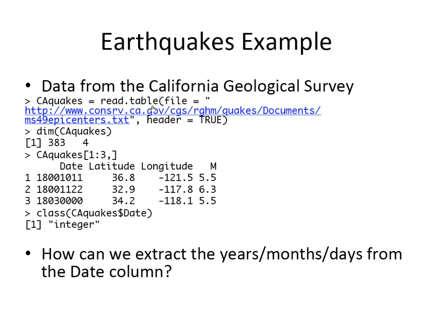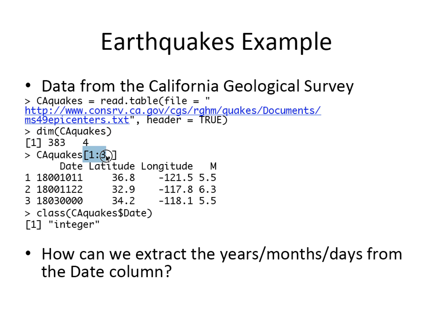So here's an example. R is clever enough to be able to read URLs in there. So here's read.table, file equals, and I've got a URL here to a text file. Header information is true, so they have some kind of variable names or headers in their file. And then when I look at it, what are the dimensions of CA Quakes, the file I read in? 383 observations by 4 variables, so I hope that's right. You should always check that. That's like the first check. Make sure you've got the right dimensionality when you read in data.